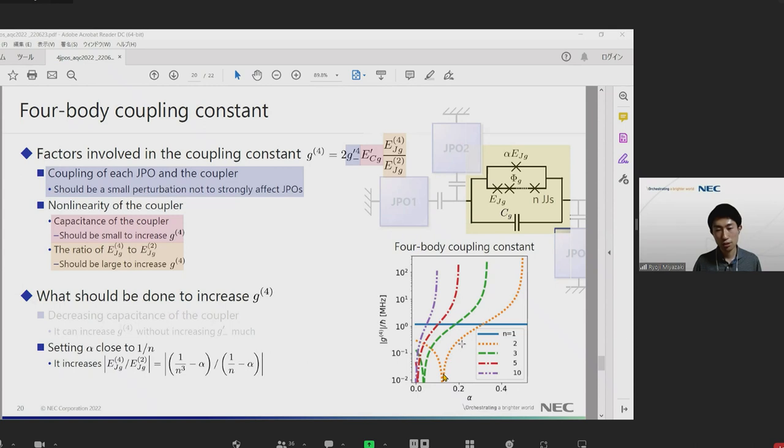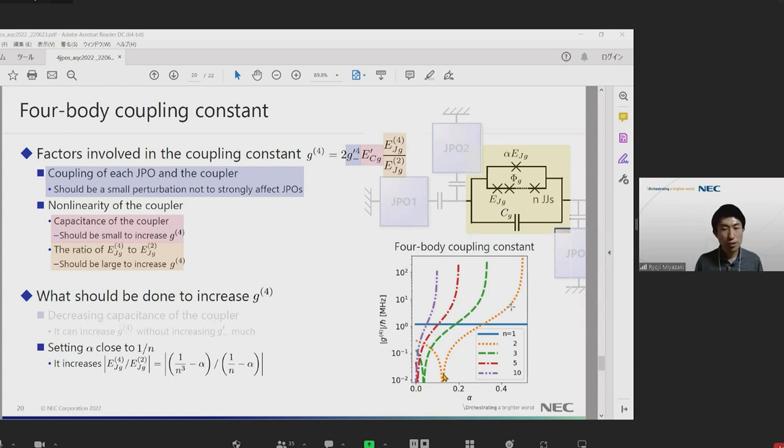For larger alpha than some point, it rapidly increases. And this straight line corresponds to n equal 1, that is the probability coupling constant for the original version of the Fabius coupler. So by setting alpha larger than some value, for example 0.4, we can realize the probability coupler with a larger coupling constant than the previous one.